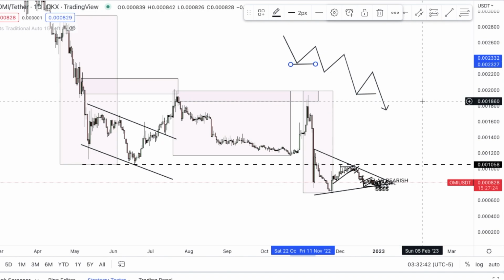Today we're going to look at the Omi token. Really excited to look at the daily chart, show you guys the future projections and the future trends. So let's get right into it.